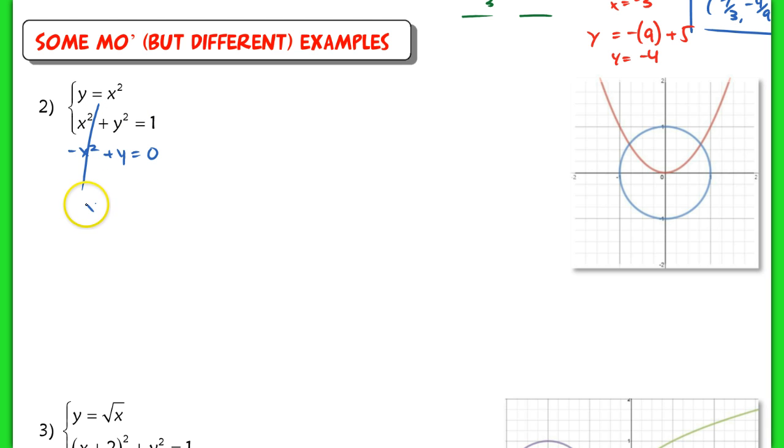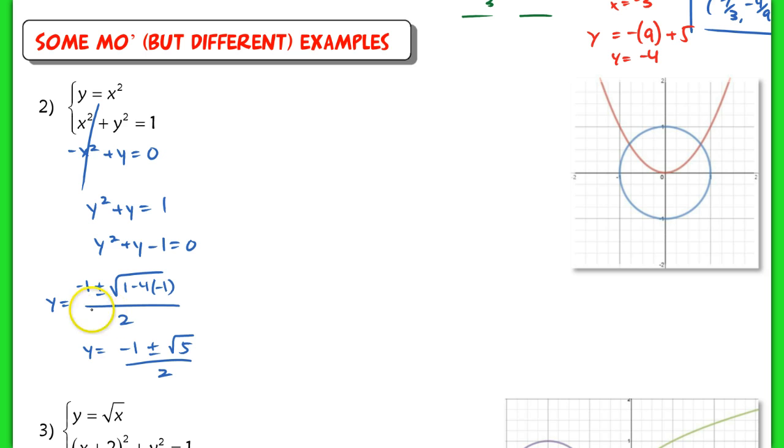So I have y squared plus y equals 1. When I add these two equations together, I end up with y squared plus y equals 1. Now I just have a quadratic where I'm going to solve for the y. So after I use the quadratic formula here to solve, I end up with y equaling negative 1 plus or minus root 5 over 2. Now, negative 1 plus root 5 over 2 is going to be a positive value, and negative 1 minus root 5 over 2 is a negative number. Okay, so this is a negative.